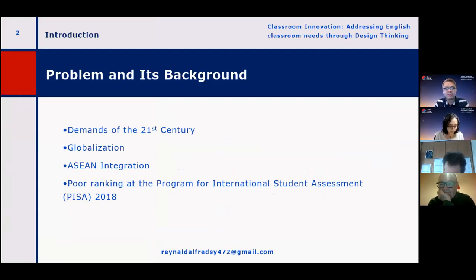There are several reasons. Number one, of course, the demand of the 21st century, globalization, and of course, the ASEAN or Asian integration, which in our region here in the Asia Pacific, we are a part of the ASEAN organization. So it is really a pressure for us here to level up our quality of education and economic as well. Then, of course, we also have the poor ranking at the Program for International Student Assessment. Unfortunately, I think we really had a very poor score in this assessment.